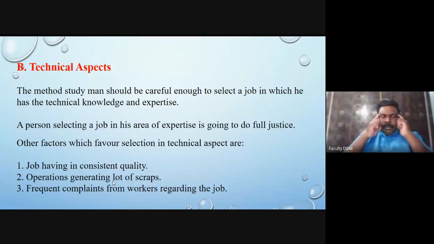So the people who don't study operation management, they don't have the mind to work, because in operation management we are going to see all these things: non-operating assets we have, non-operating people we have, so it is a burden to the company. So here the technical aspects that we are going to see: operations generating scraps that we should remove, and frequent complaints from the workers regarding the job, this also we have to concentrate on. This process is not good, it is very hard to handle. Applying for an application, it is very difficult to move around. They have done it online, so hassle free. So some technical aspects we have to see and select that particular job.